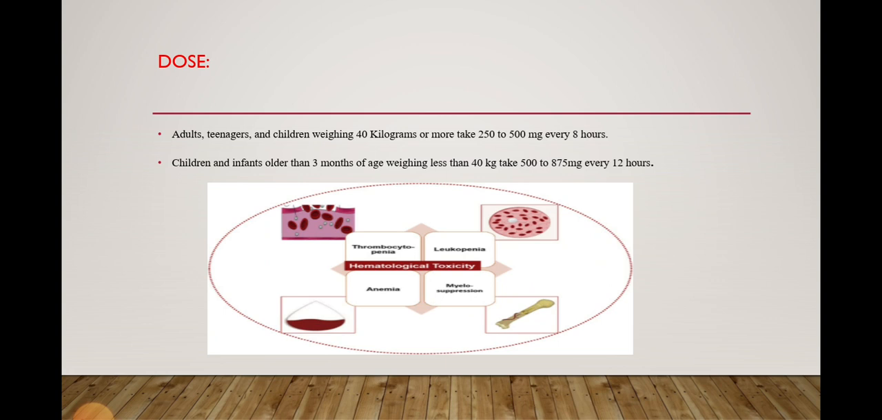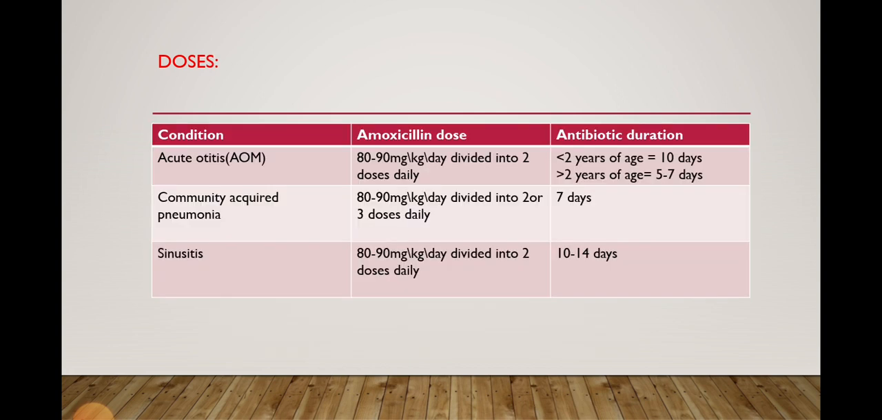Dose of amoxicillin. Adults, teenagers, and children weighing 40 kilograms or more take 250 to 500 mg every 8 hours. Children and infants older than 3 months of age weighing less than 40 kg take 500 to 875 mg every 12 hours. Doses of amoxicillin for different conditions. For acute otitis media, the amoxicillin dose is mentioned. For community acquired pneumonia, it's also mentioned here, which is 80 to 90 mg. For acute otitis, it's 80 to 90 mg. For sinusitis, 80 to 90 mg per kg divided into 2 doses daily.